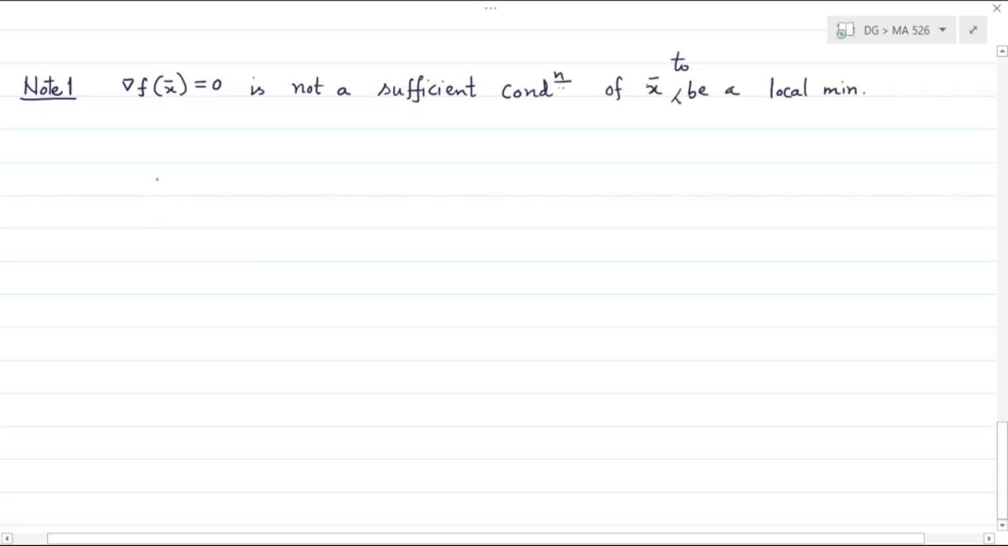For instance, consider f(x) equal to x cube, a function of one variable. For this function, we note that the derivative value at x bar equal to 0 is 0, but x bar equal to 0 is not a local minimum. It is a point of inflection, right? If we recollect the graph of the function x cube, its graph is something like this, right? And here we note that the point 0 is neither a local minimum nor a local maximum. And such points are called points of inflection, right?